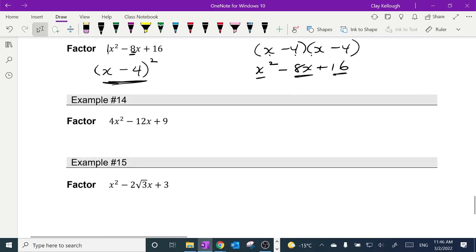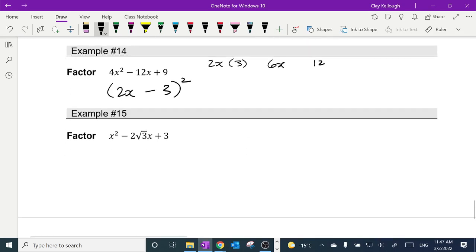Let's see if we can do this one. The square root of 4x squared is 2x. The square root of 9 is 3. If I times those together, I get 6x. If I double that, I get 12. That's supposed to be a 2. There we go. So that's how I notice, yep, that's a perfect square trinomial. So I can just shortcut it to that.